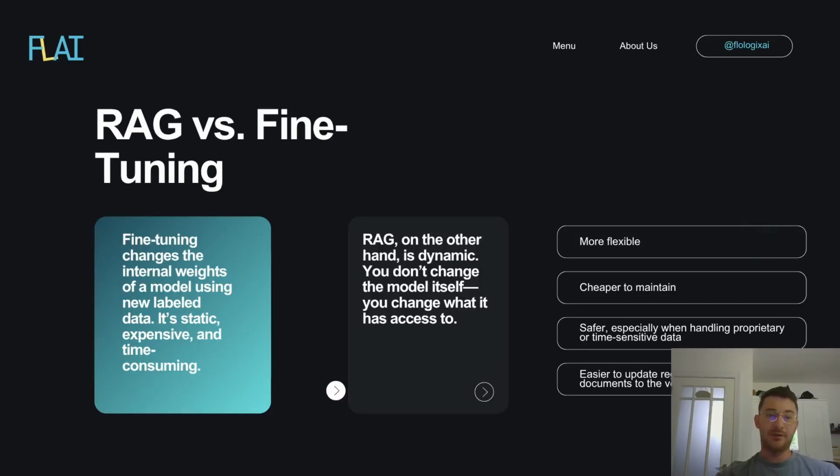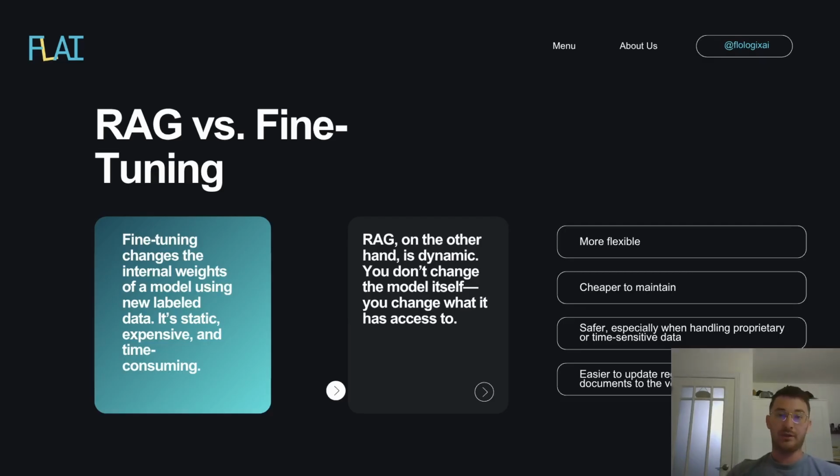So now to discuss RAG versus fine-tuning and the key differences. Fine-tuning changes the internal weights of a model using new labeled data. This is only done once during training, that's why it's static, and it's also, as discussed before, expensive and time-consuming.